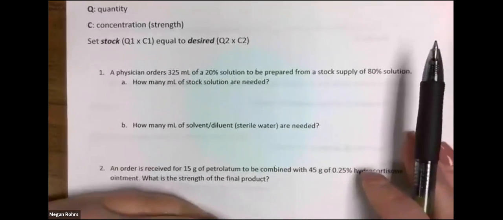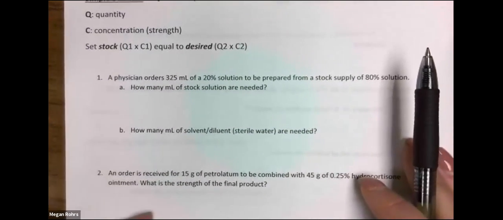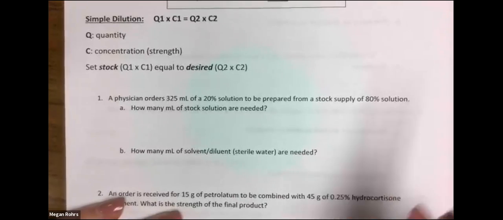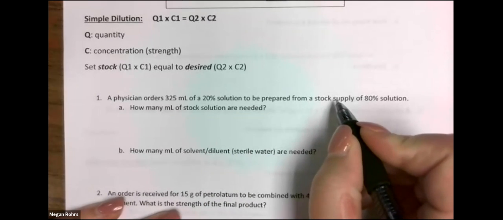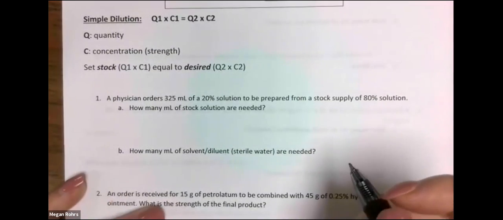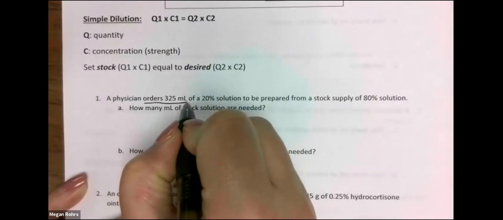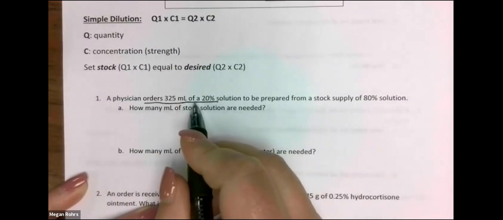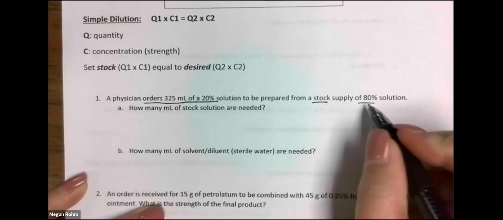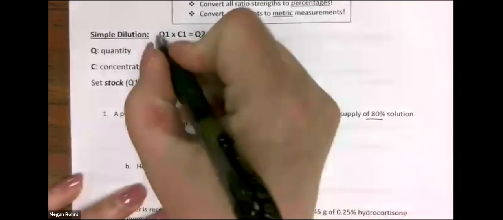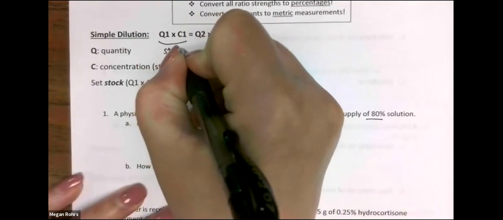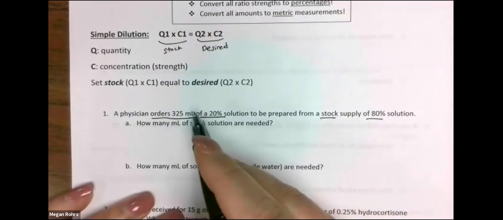So let's take a look at this first example. A physician orders 325 mils of a 20% solution to be prepared from a stock supply of an 80% solution, okay? So this time we have the order. We have the ordered volume and percentage, and we have our stock concentration. So we're just going to plug this into our equation here. So remember, this side is our stock. This side is our desired.